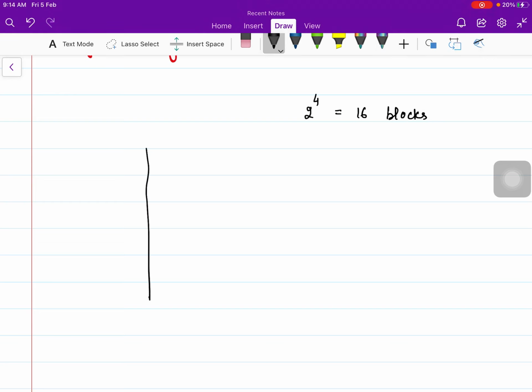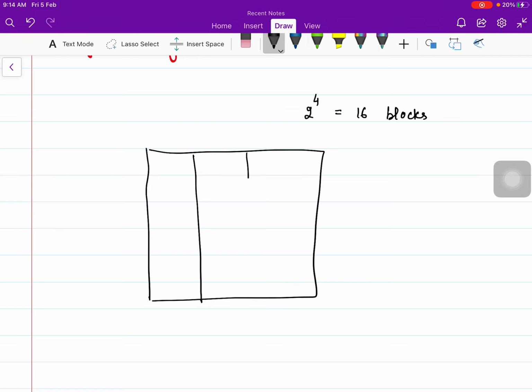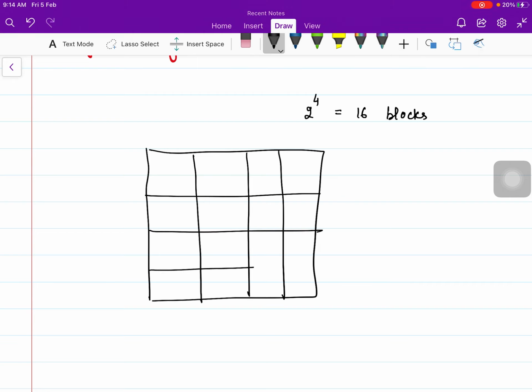So for that, I'll draw a K-map like this. And we will number the blocks from 0 to 15. Certainly we will be having 4 variables when we are solving with the 4 variable K-map.